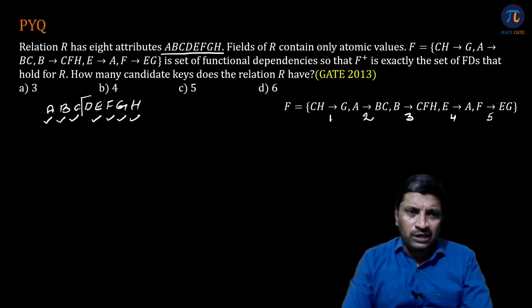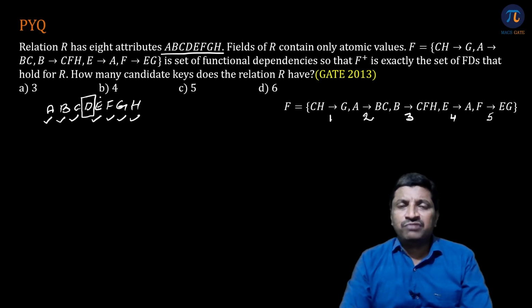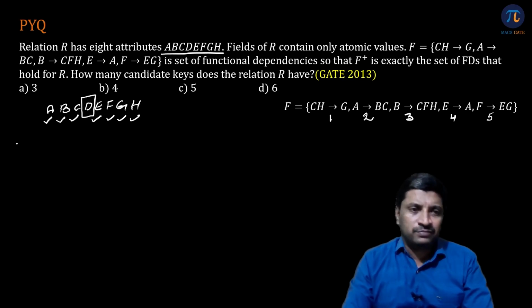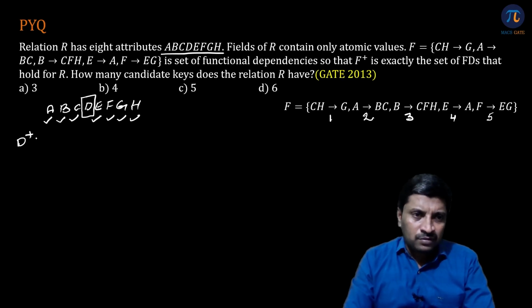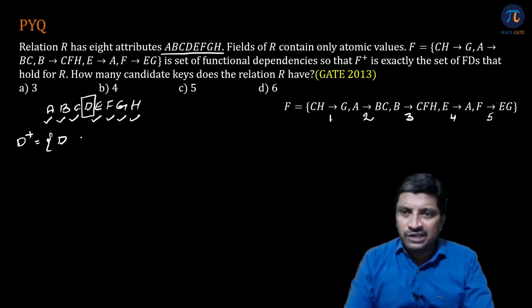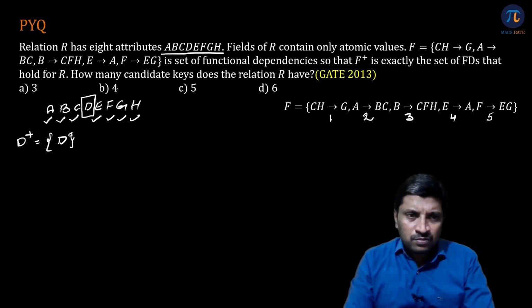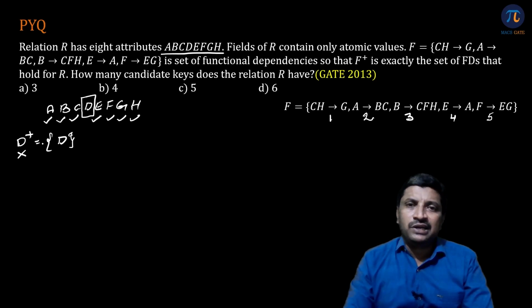So D is not present on the right side of any functional dependency, so we must include D in our candidate key. First let us verify whether D on its own is a candidate key or not. What is the closure of D? With D we can get D. Anything else? No. So we are not getting all the attributes, so D is not a candidate key.